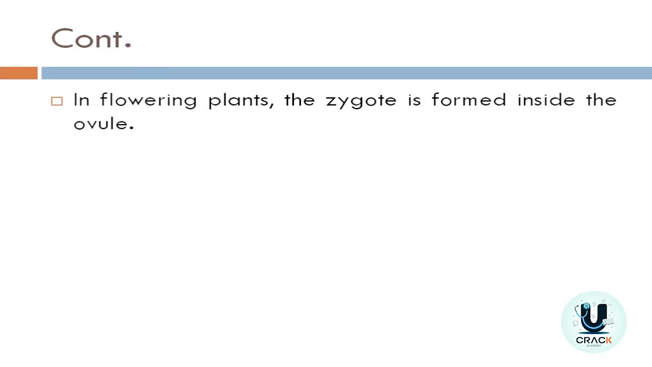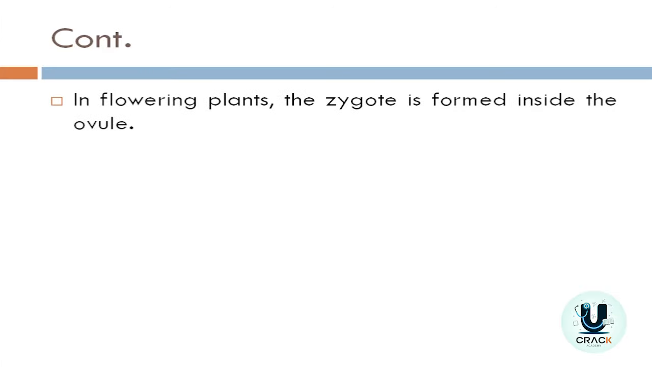In flowering plants, the zygote is formed inside the ovules. I have shown you in the picture, and from the flower, how the zygote was formed. After fertilization, the sepal, petal and stamen of the flower wither and fall off. The zygote develops into the embryo and the ovules develop into the seeds.